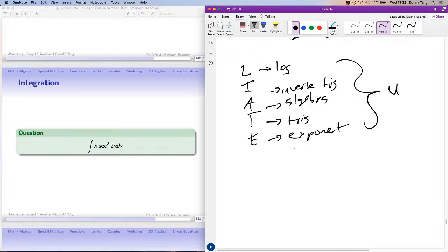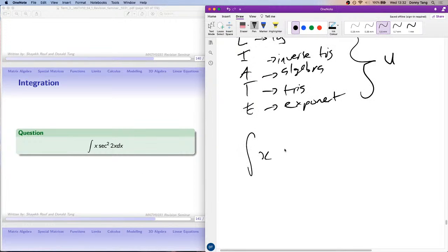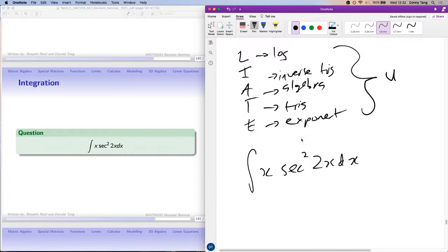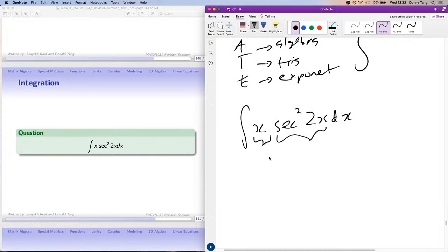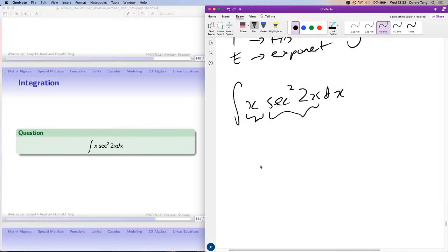So this is what you choose to be u, and then choose the other function to be dv. In this case, we have x sec squared 2x dx. Following the LIATE rule, we have trig here and algebra here. So algebra is going to be our u. So let u equal x. dv is going to be equal to sec squared 2x.